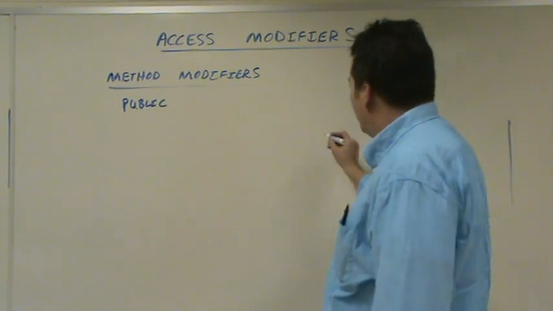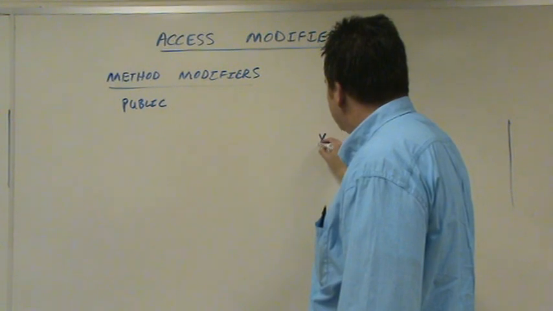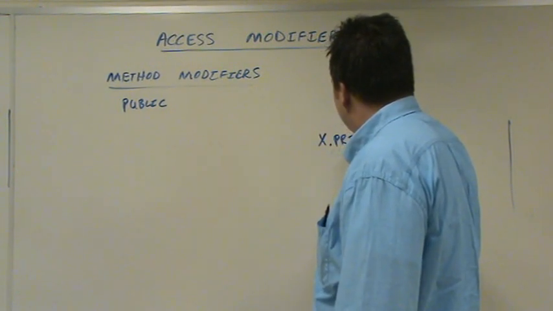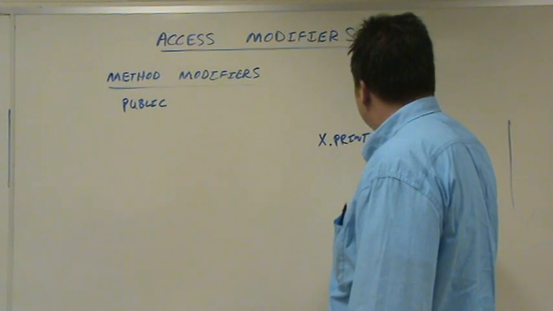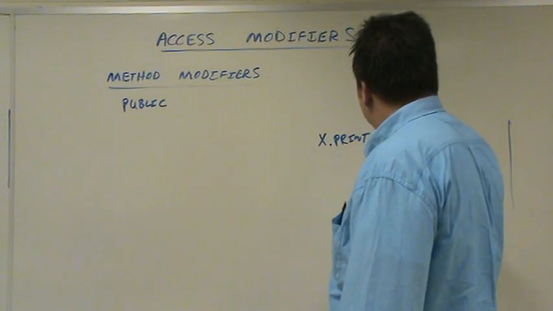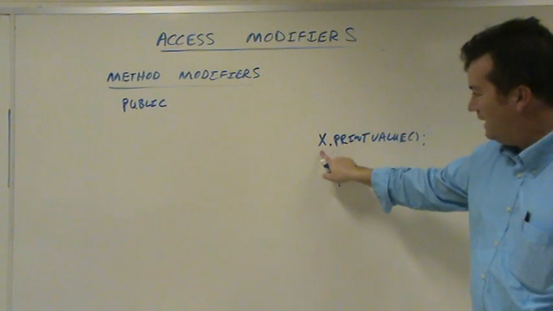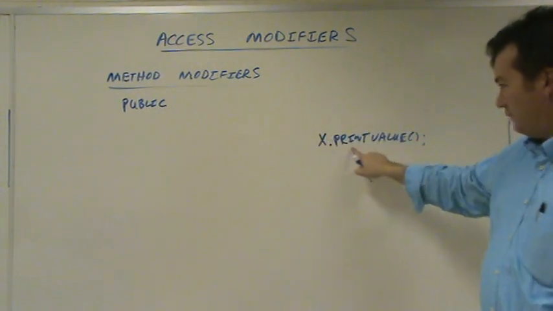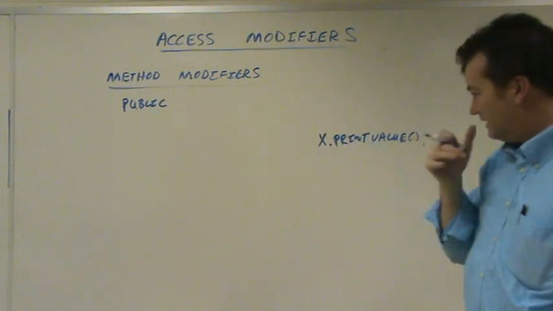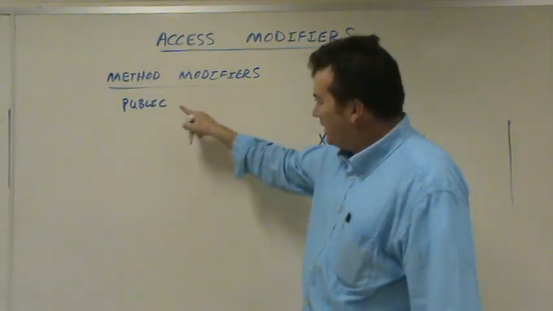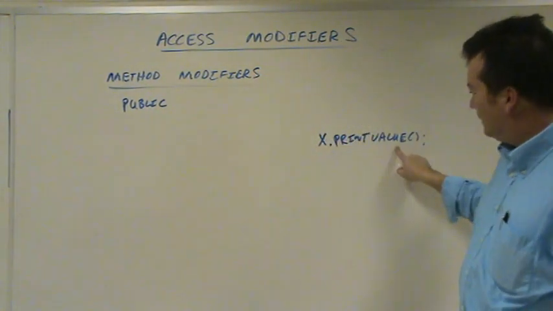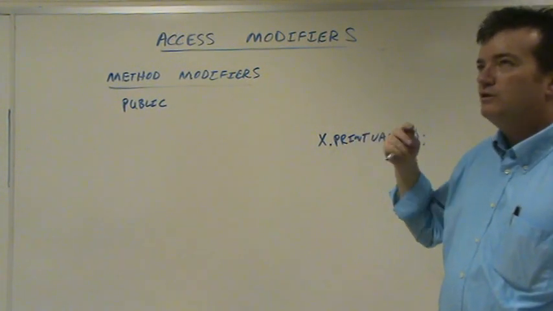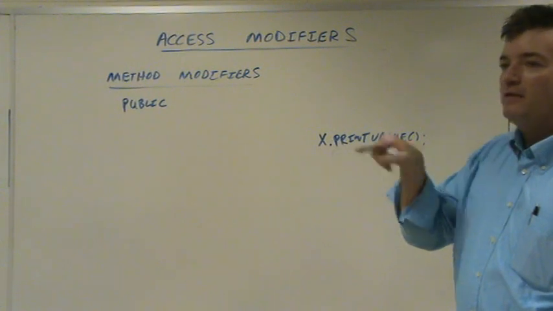So for example, if you created an object, X, and then said, print value. In order to call the print value method on X, the print value method would have to be public. But if this was code outside of the class, and we had a method that was private, you couldn't call it. You would get a compiler error. But what could call it? Another public method.